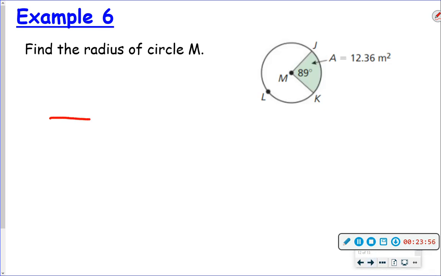Okay. So I'm going to set it up, of course, bottom right's always 360. That's the easiest. Now, this is nice, because the angle on the sector that they gave you is 89. The next question is, where are you putting the 12.36, on the top or the bottom? The top, that's the area of the sector. Now, they want you to find the radius. Last time I just put A for the area, but this time they're a little more specific. They want the radius, so instead of A, I'm going to put the pi r squared in there.